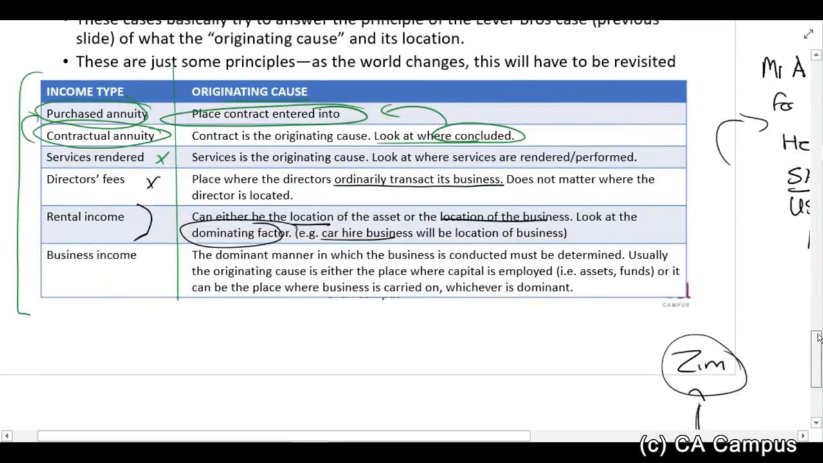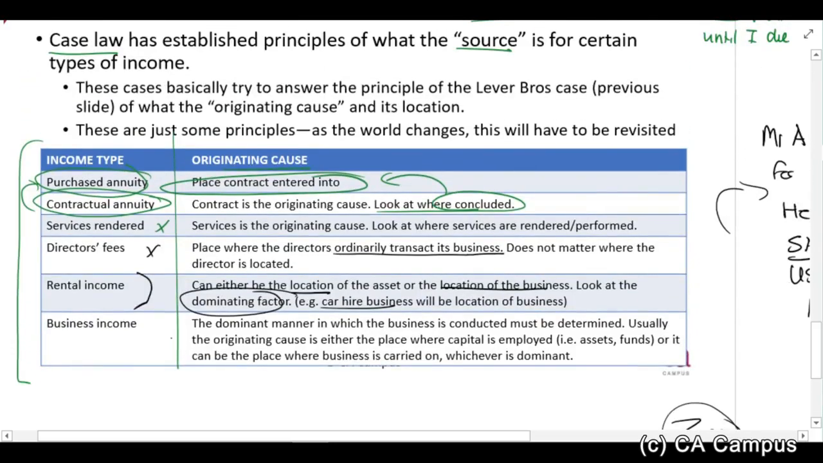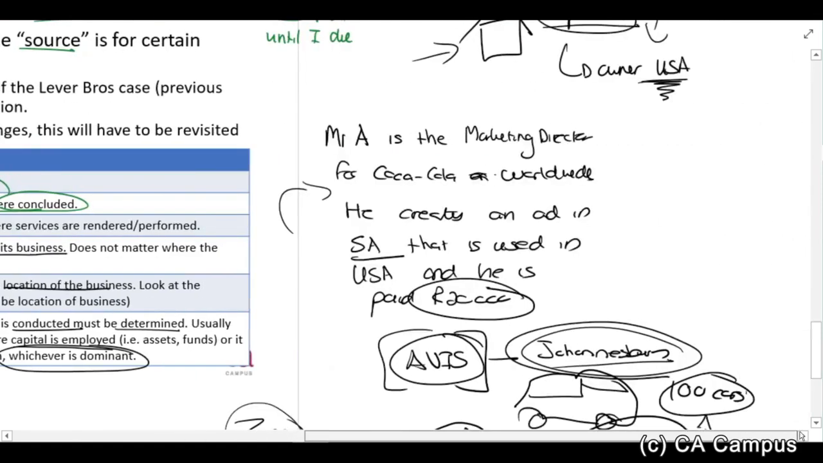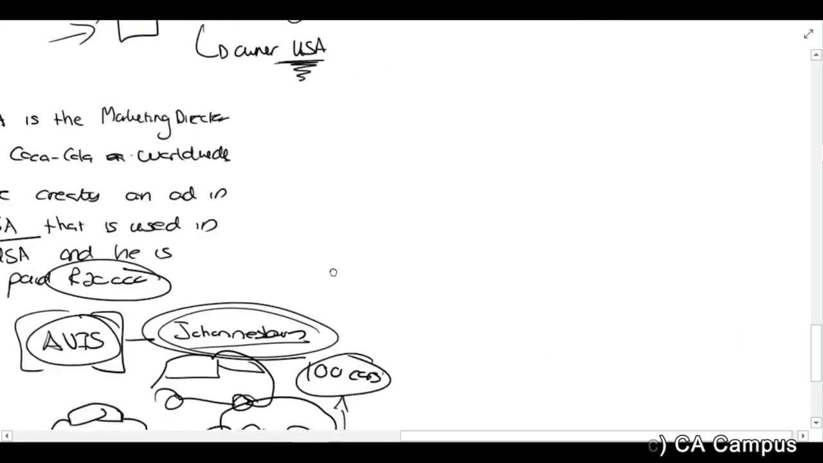Right, and then we have business income. They say, what's the source of business income? The dominant manner in which the business is conducted must be determined. Usually, the originating cause is either the place where the capital is employed, or the place where the business is carried on, whichever is dominant. Okay, so this is a common example.